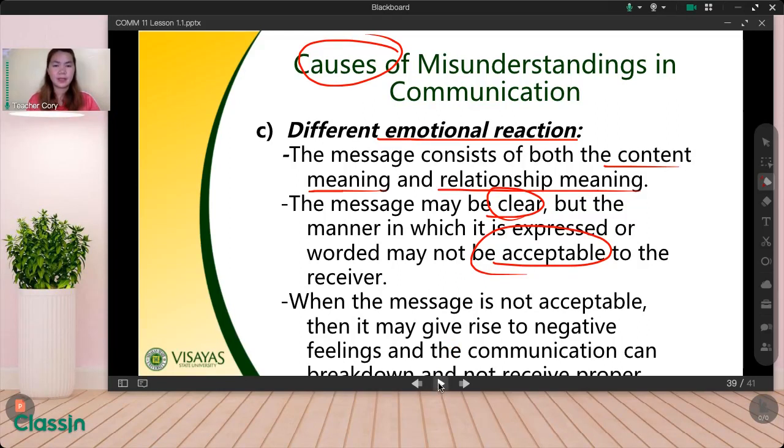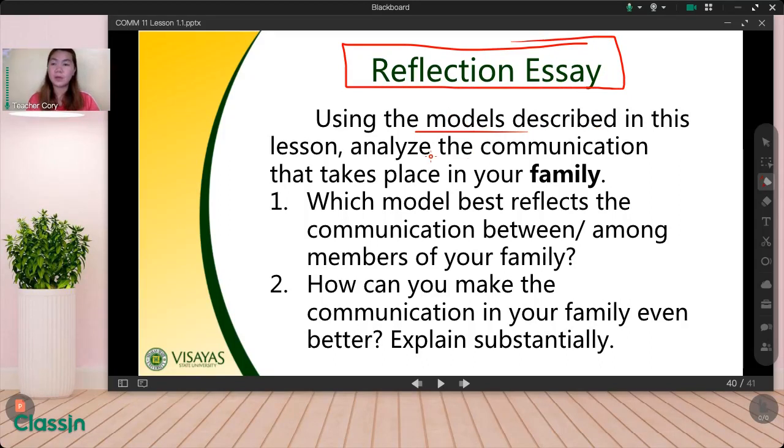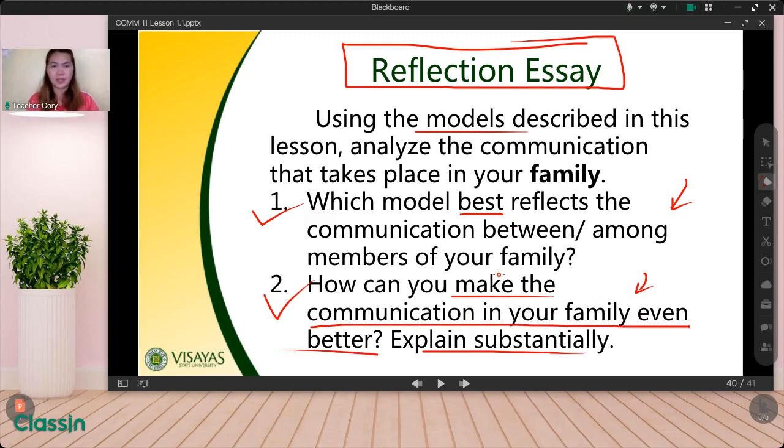Right. So I think now we can proceed to the reflection essay here. So using the models described in this lesson, I want you to analyze the communication that takes place in your family. So I want you to answer which model best reflects the communication between or among members of your family, and how can you make the communication in your family even better. So you have to explain substantially. So this will be about the model, which model best reflects, and this is now your explanation of how you can make communication in your family even better.